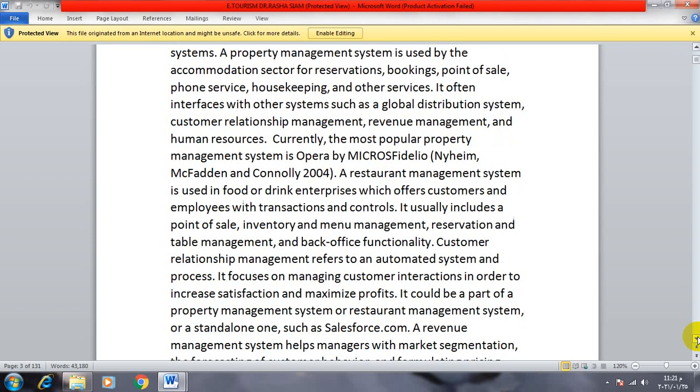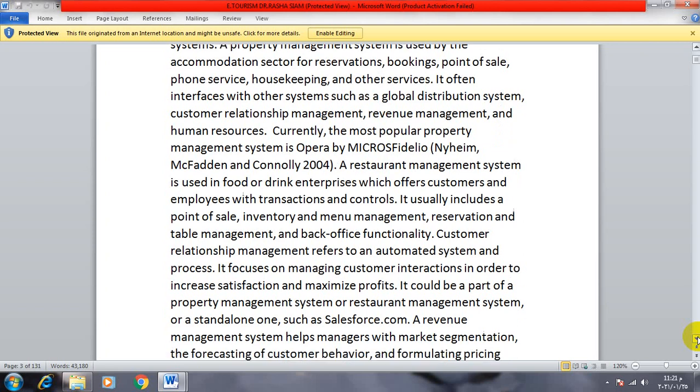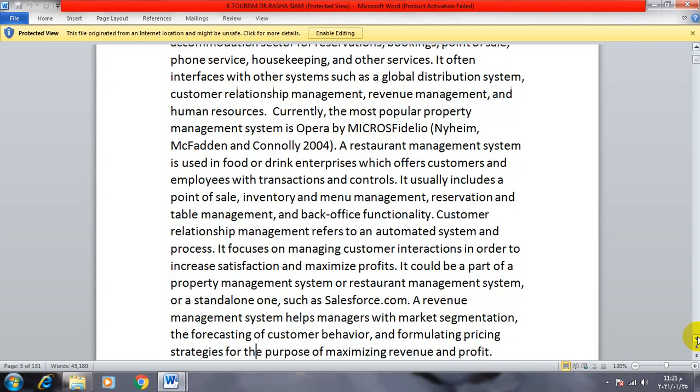A revenue management system helps managers with market segmentation, the forecasting of customer behavior, and formulating pricing strategies for the purpose of maximizing revenue and profit.